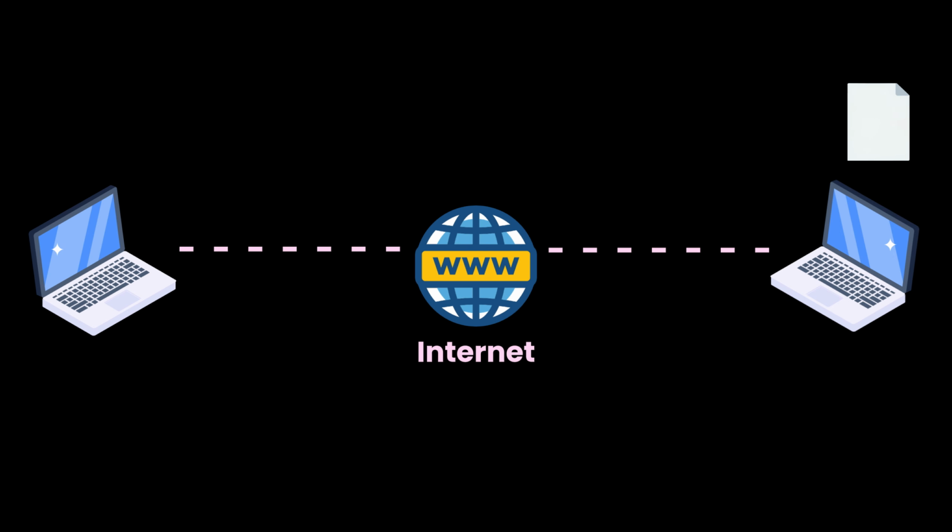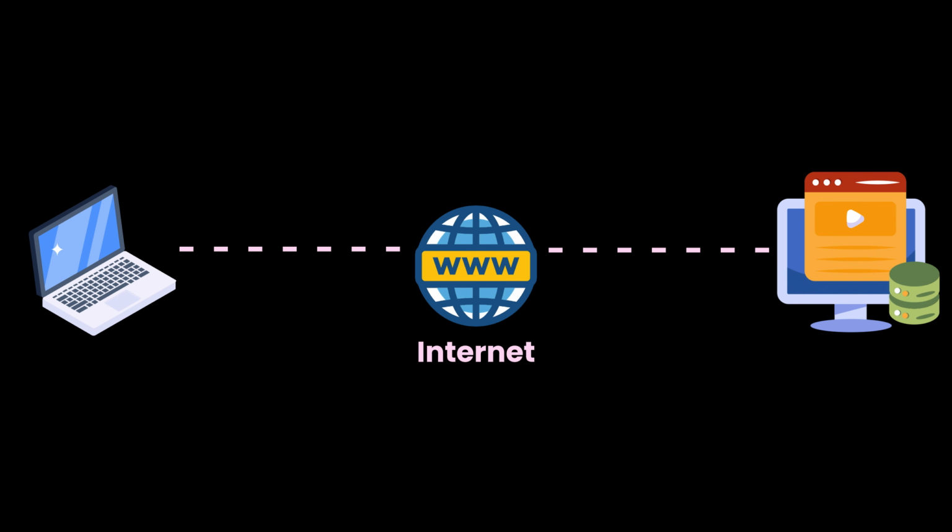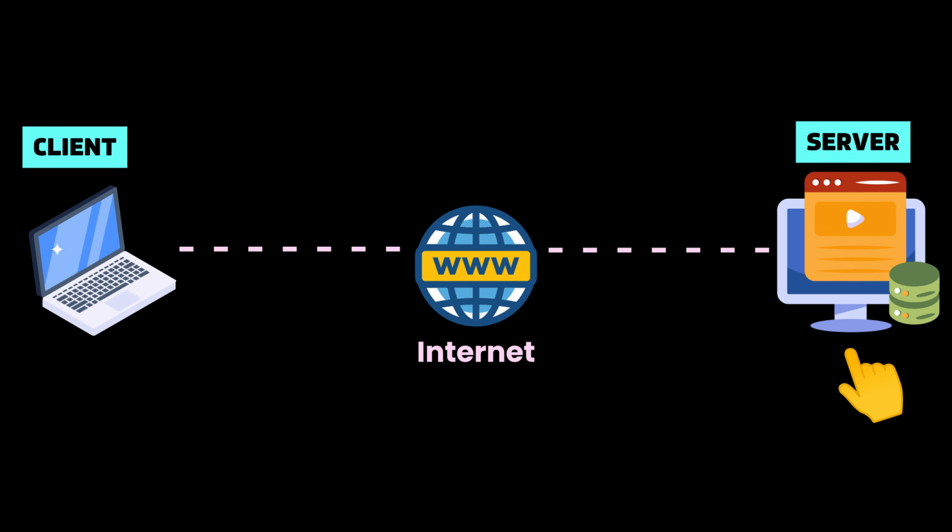So to keep things simple, let's say YouTube has a computer running somewhere in one of their data centers. When you click the like button on a video, your device sends a message across the internet to that YouTube computer saying that you liked the video. In this situation, your computer, the one sending the message, is called the client, and YouTube's computer, the one receiving the message, is called the server.